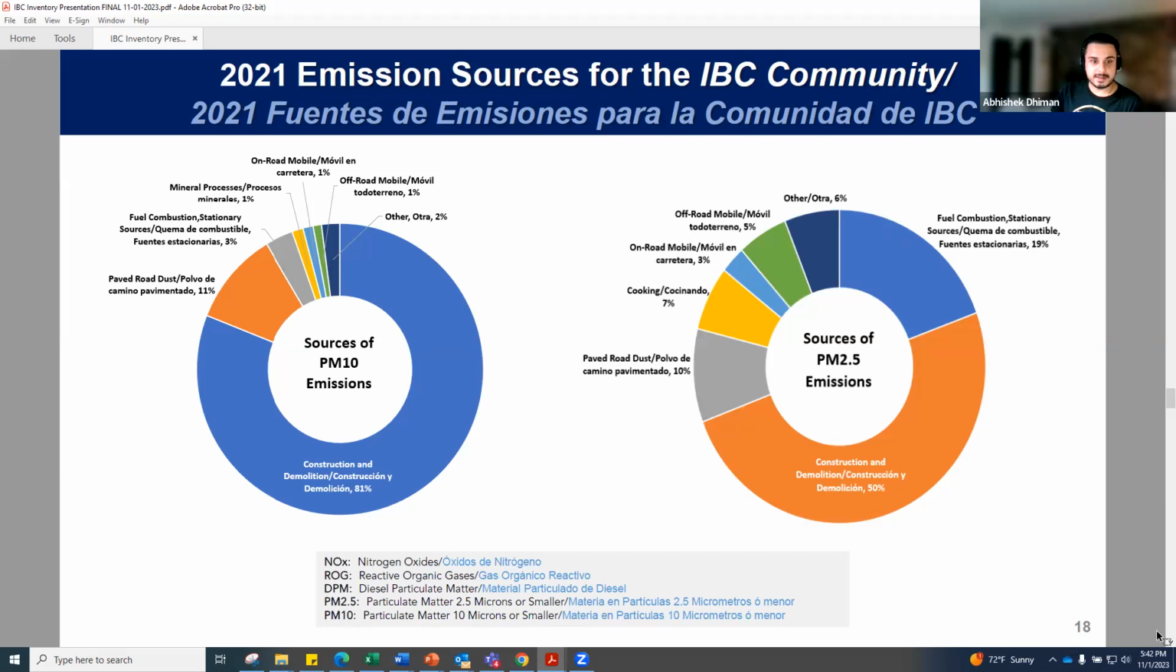Apart from that, emissions from paved road dust, fuel combustion at stationary sources, and commercial cooking, like charboiling and deep fat frying, are some of the other major sources of directly emitted PM2.5 within the community.